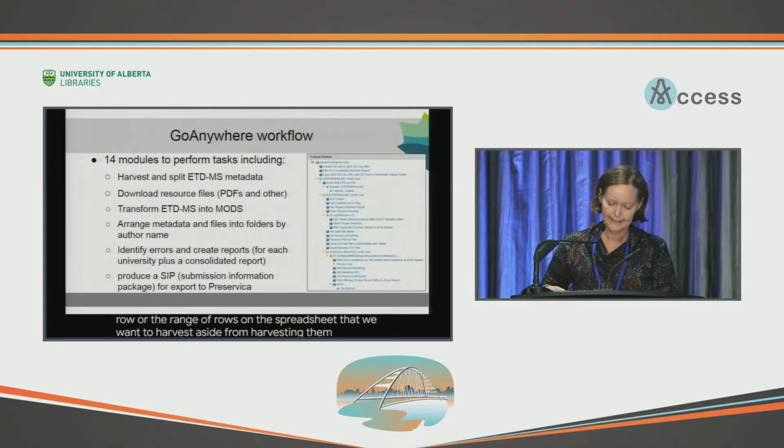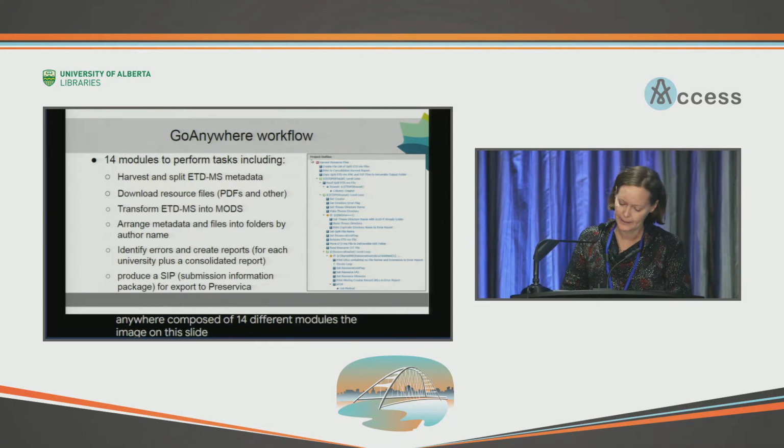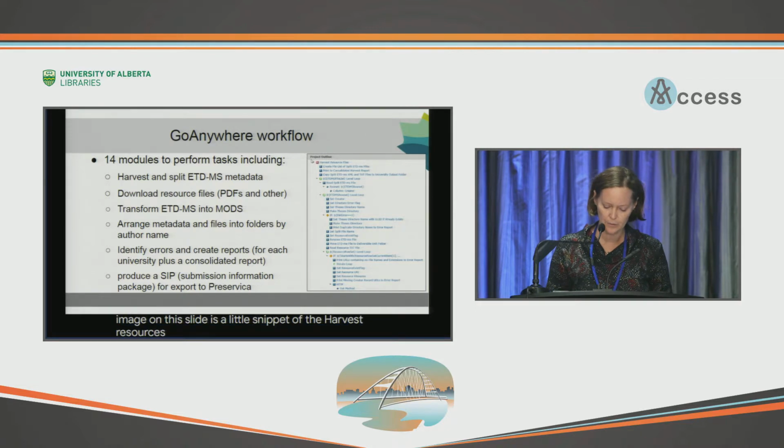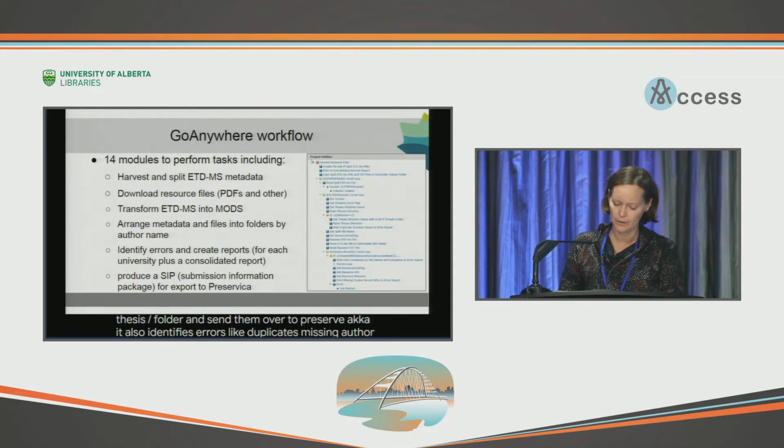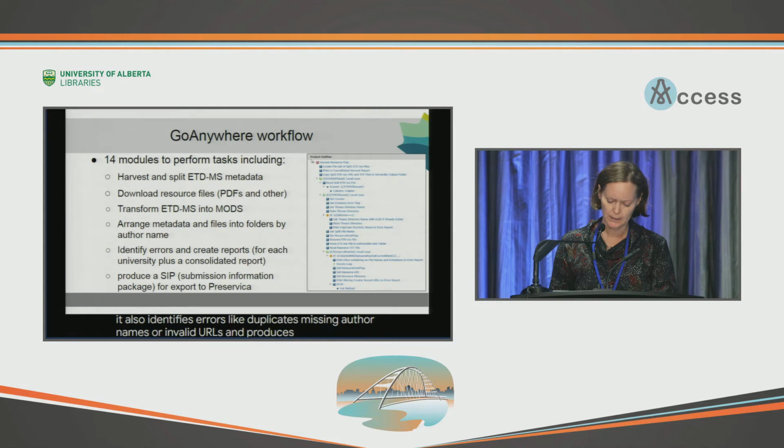Aside from harvesting the metadata, we've developed a fairly extensive workflow in Go Anywhere composed of 14 different modules. The image on this slide is a little snippet of the Harvest Resource Files module, which goes and gets the PDFs and the other files that may be associated with the thesis. The workflow will transform the ETDMS metadata into MODS records, package up the metadata and the files together, one thesis per folder, and send them over to Preservica. It also identifies errors like duplicates, missing author names, or invalid URLs, and produces reports with the details and statistics that we can send to the universities.